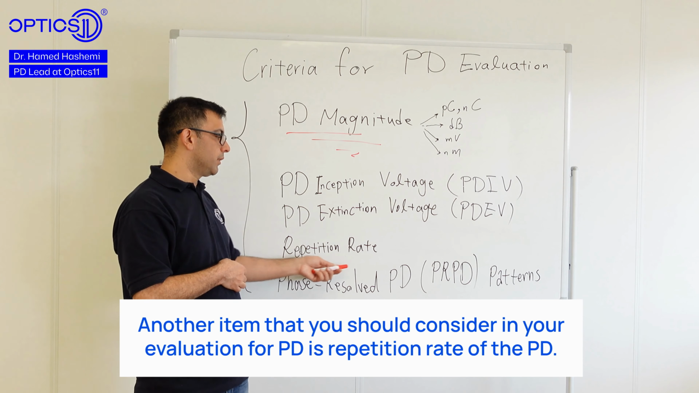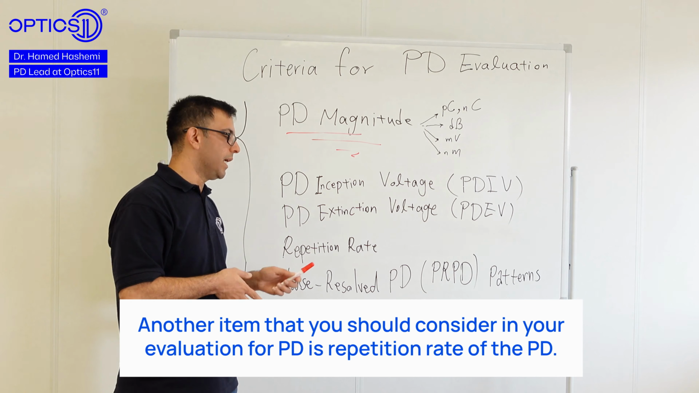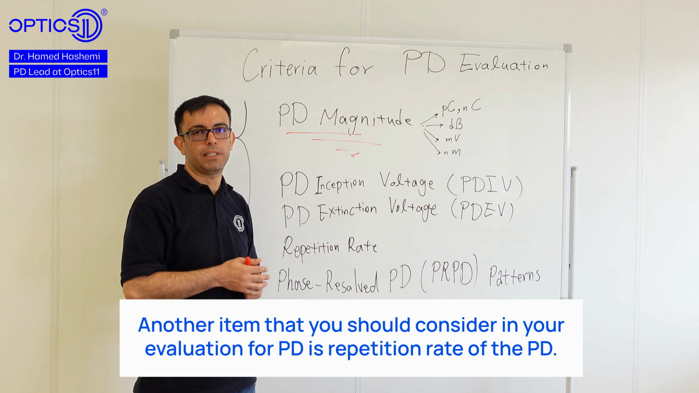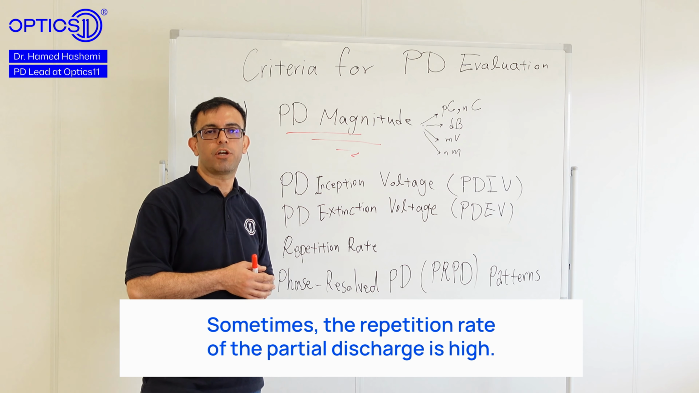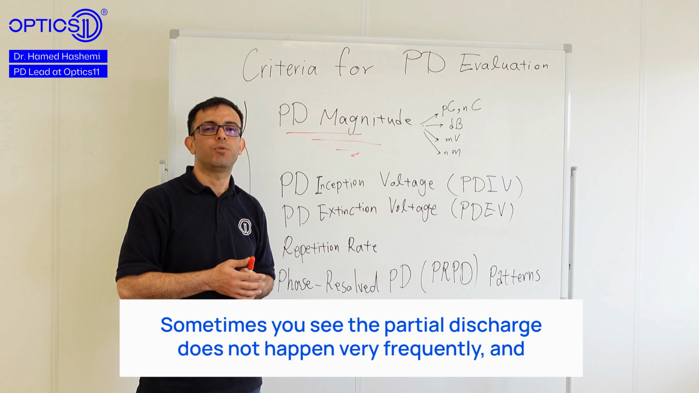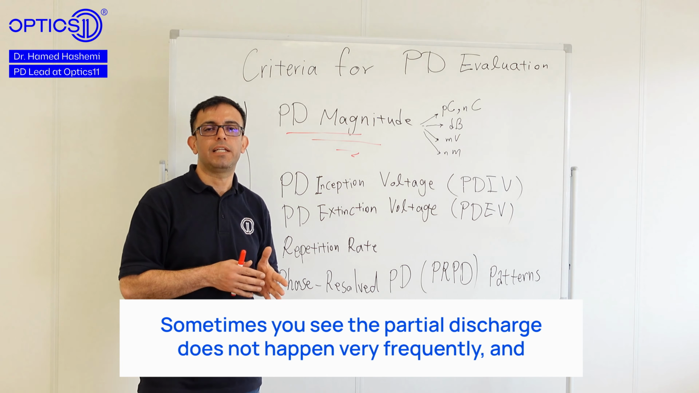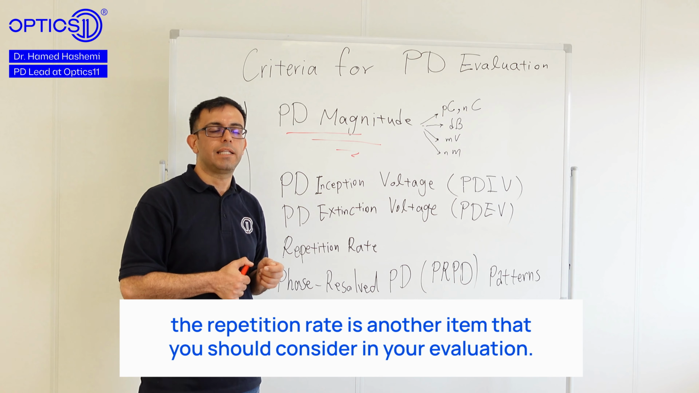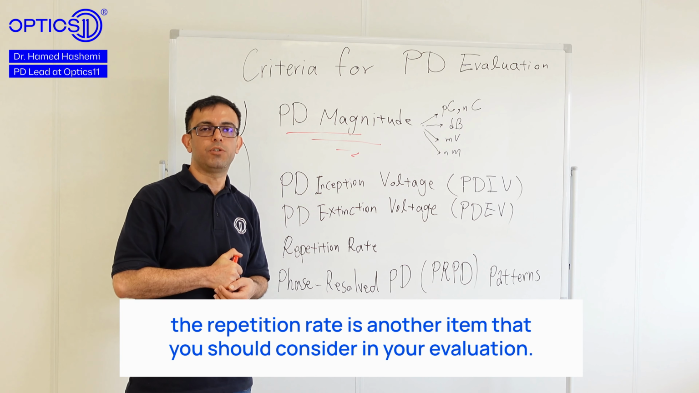Another item that you should consider in your evaluation for PD is repetition rate of the PD. Sometimes the repetition rate of the partial discharge is high. Sometimes you see the partial discharge does not happen very frequently. And the repetition rate is another item that you should consider in your evaluation.